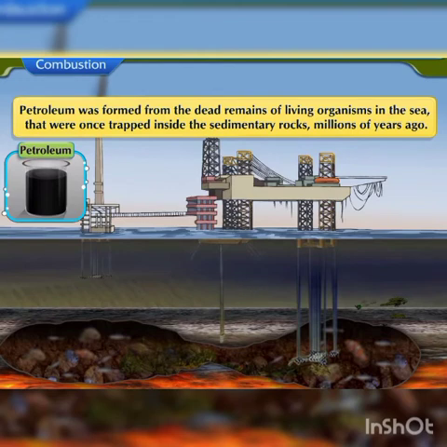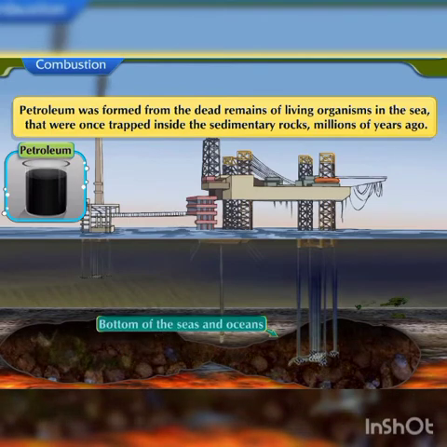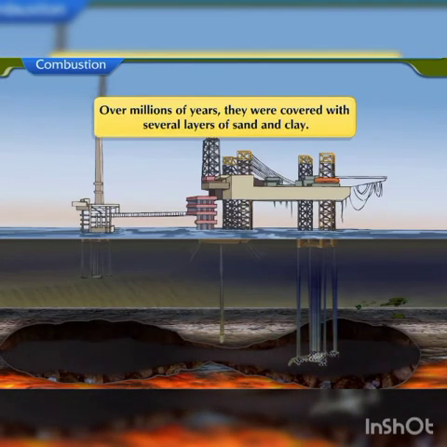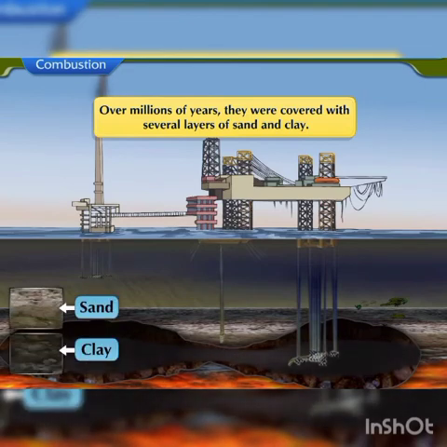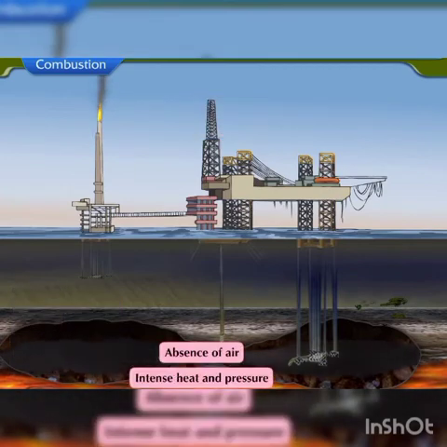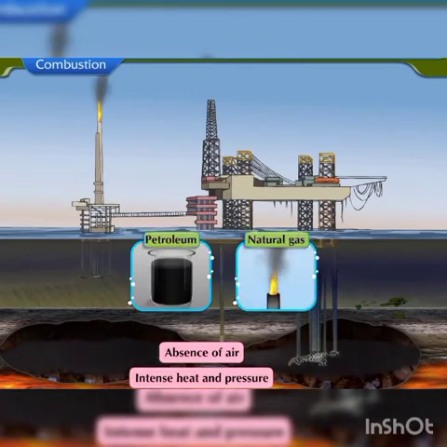Petroleum was formed from the dead remains of living organisms in the sea that were once trapped inside the sedimentary rocks millions of years ago. These remains settled down at the bottom of the seas and oceans in the form of sediments. Over millions of years, they were covered with several layers of sand and clay. Absence of air, intense heat and pressure converted these remains into petroleum and natural gas.